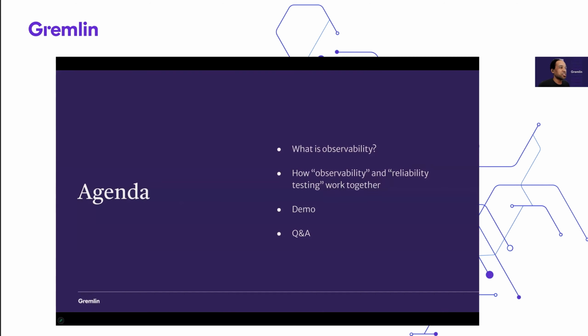So a quick look at our agenda today. I'll just do a quick introduction talking about what observability is. I'll talk a bit about how observability and reliability testing and reliability in general work together. Jason will show us a really cool demo of using Honeycomb with Gremlin. And then again, we'll have that time reserved at the end for a Q&A.